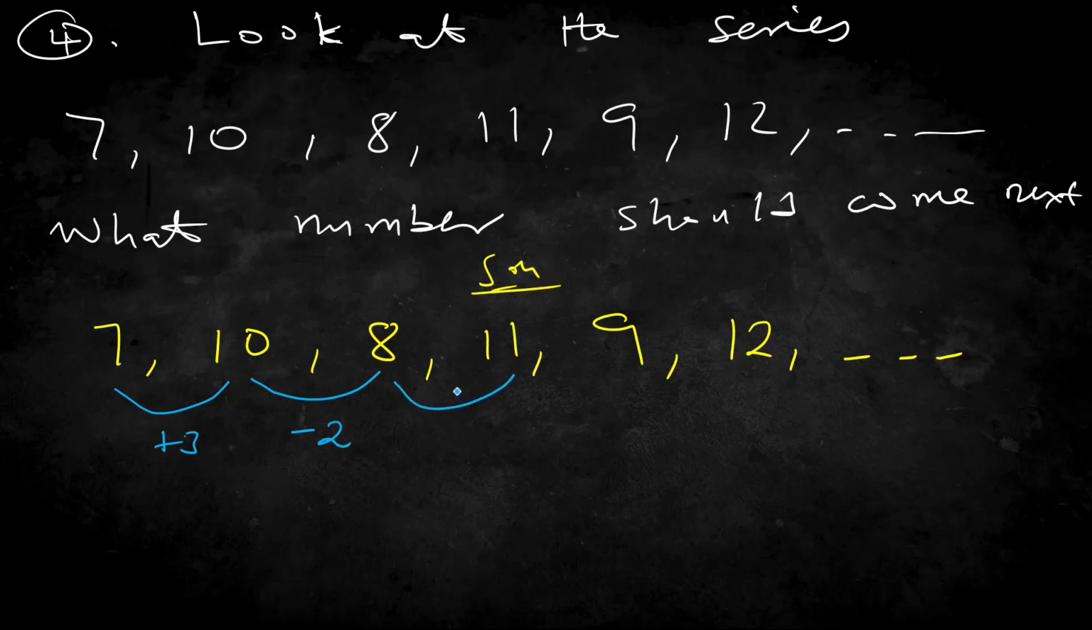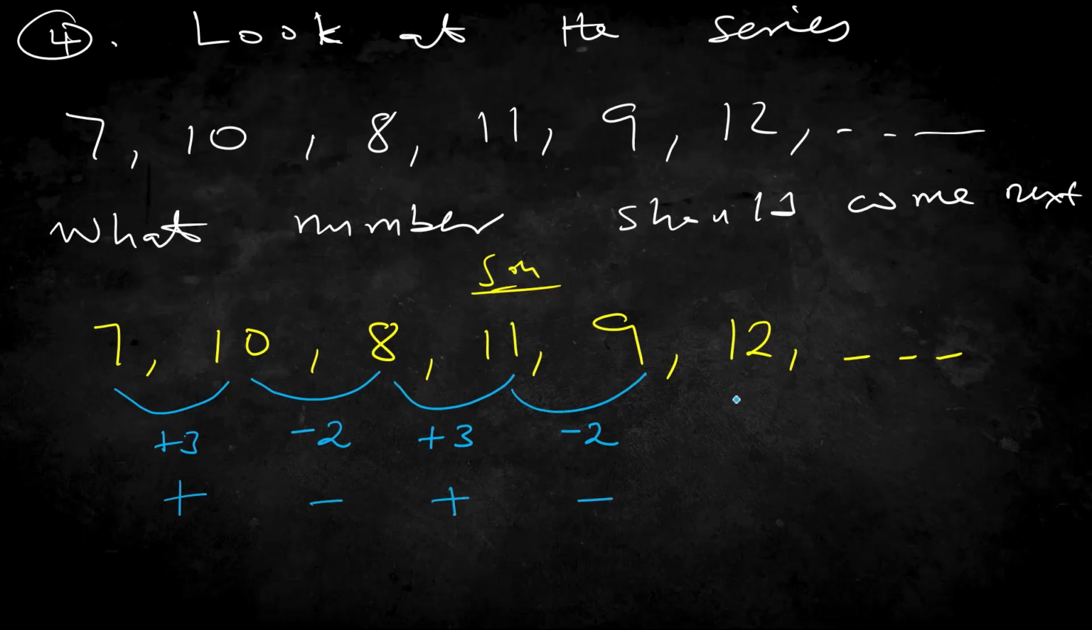So 8 to 11 is plus 3, so we have 8 plus 3 making 11. Okay, now let's go to the next one and then we conclude. So 11 to 9, we are down by 2, so minus 2. So look, we have plus 3, we have minus 2, we have plus 3, we have minus 2.